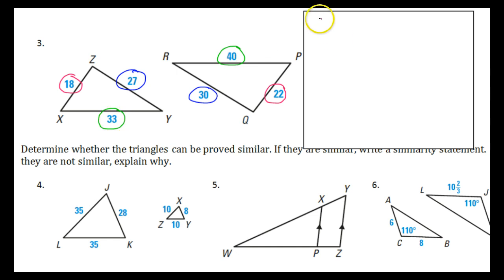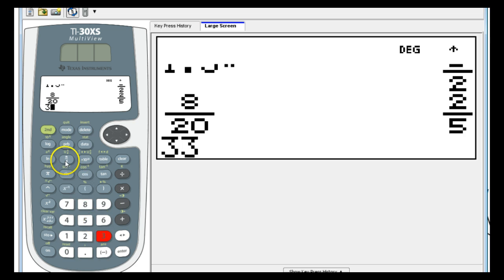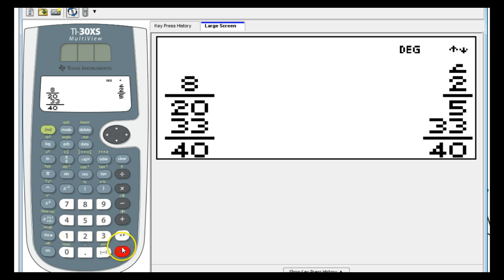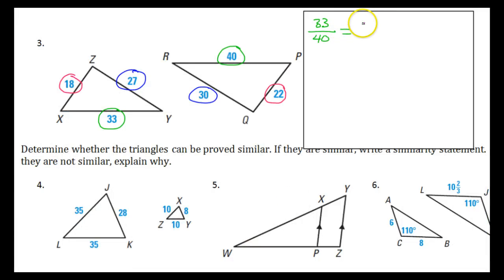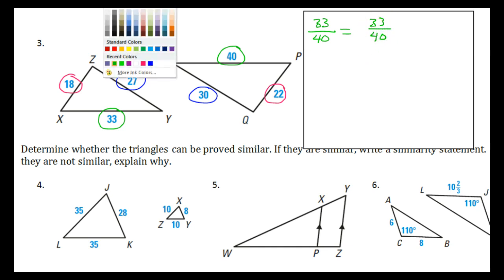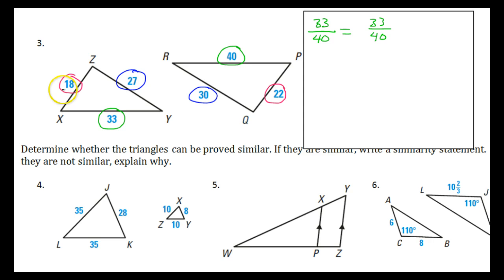So first let's do the greens. So the greens will give us 33 over 40. I didn't think you could do anything with that. That's all you get, 33 over 40. Doesn't look real promising, but we'll see what happens. So next, let's do the pinks. So that would be 18 over 22. And that's going to reduce to 9 over 11.